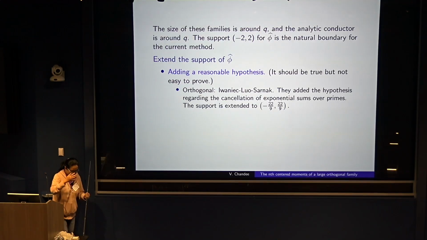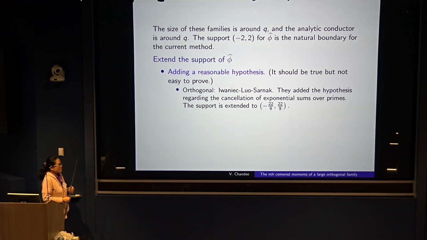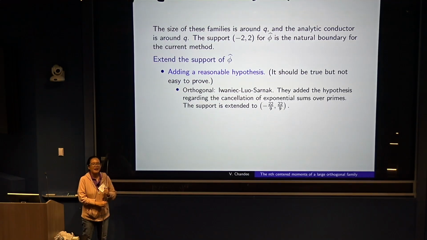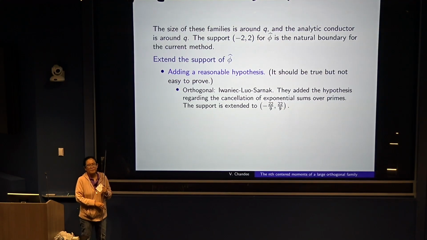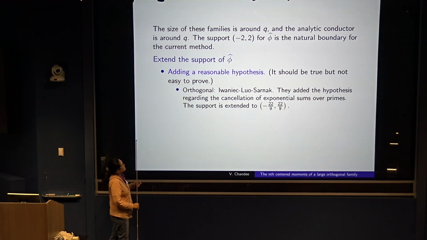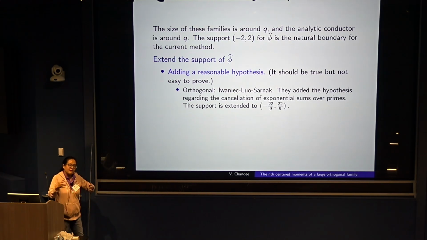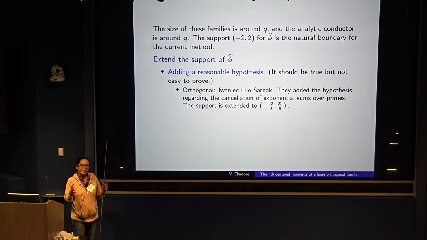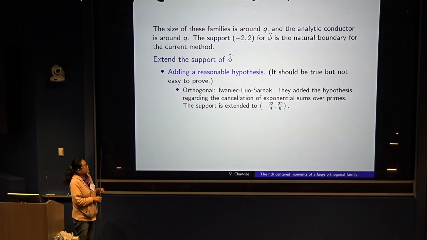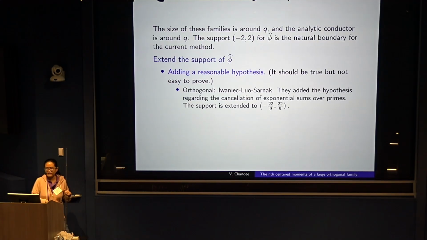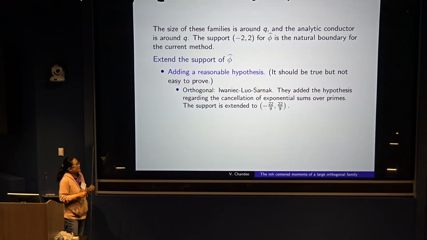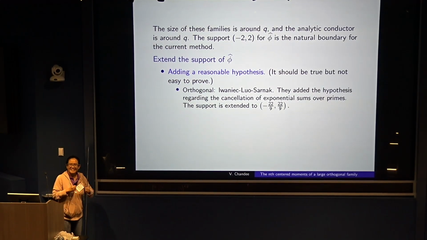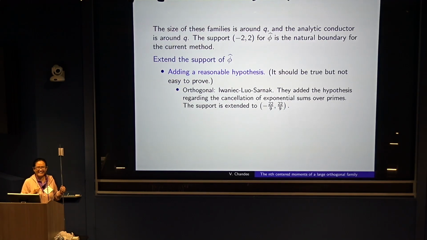All right. And you might wonder, can we extend the support? I'll present maybe two ways to do it. First, maybe you can try to add a reasonable hypothesis, and that hypothesis will involve, of course, the sum over primes. For example, in this orthogonal family, in the work of Iwaniec, Luo, Sarnak again, one of the examples has a natural boundary at -2, 2, and they add a hypothesis regarding the cancellation of exponential sums over primes. And the support can be extended past -2, 2 there. But it's not easy to prove that hypothesis.